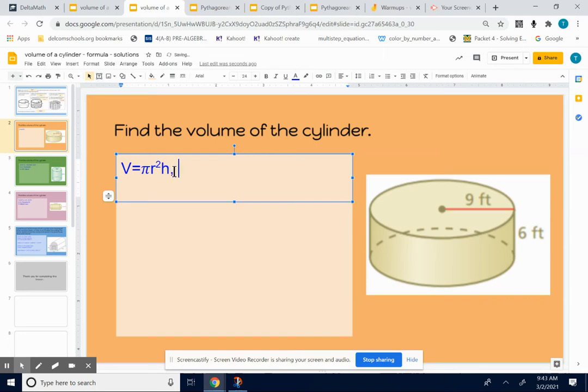I would first look at the picture and make sure I know what the radius and the height are, because I need those. The radius is 9. It's halfway through the center. They gave that to us. Sometimes they give you the diameter, but this time they gave us the radius. The height is how high the cylinder is. Okay, 6 feet.